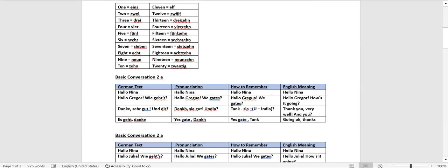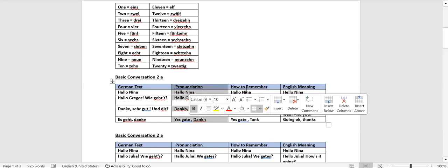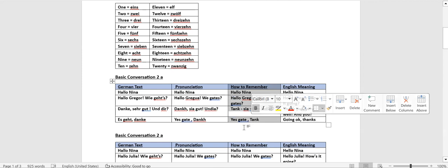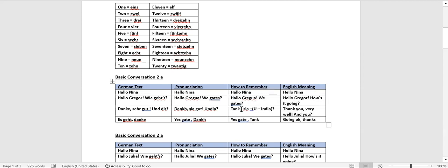After this, let's move on to the very first conversation. It's a very simple conversation in German. Let's look at how these notes are prepared. First, you will have the German text. Then I'm explaining how it is pronounced, and then some tips and tricks on how to remember it. It's similar to what is written here most of the time, but at times I add some words so that you can remember easily. This side has the literal English meaning of this particular German conversation.